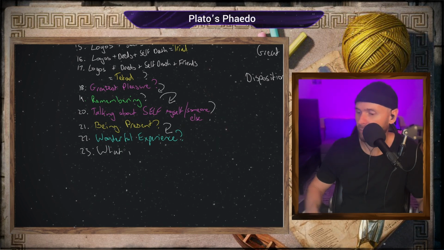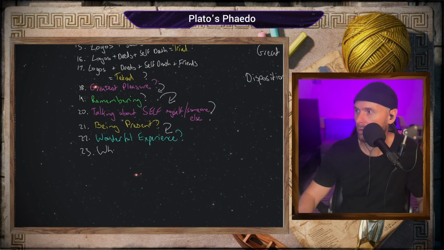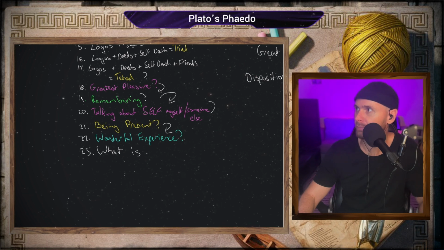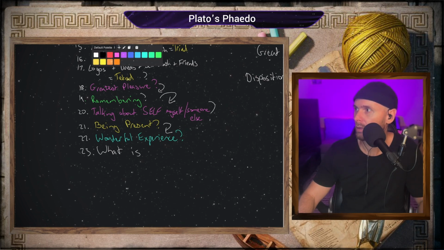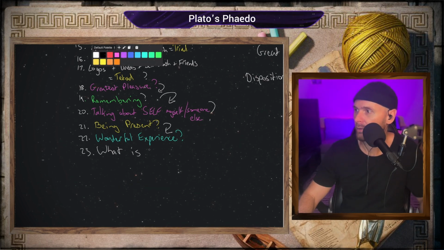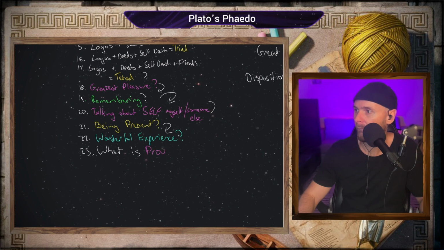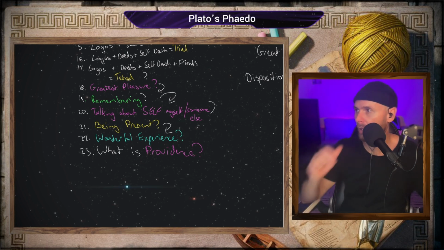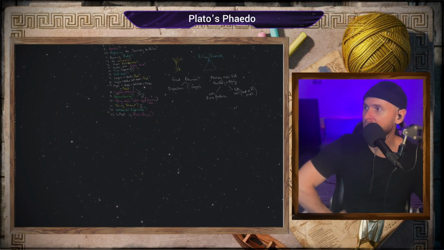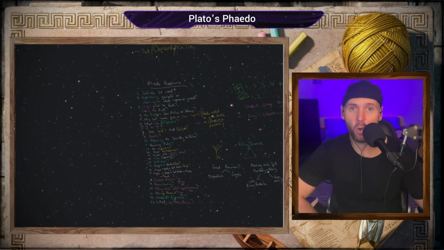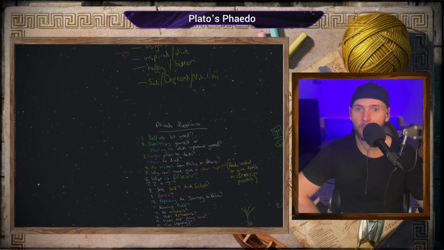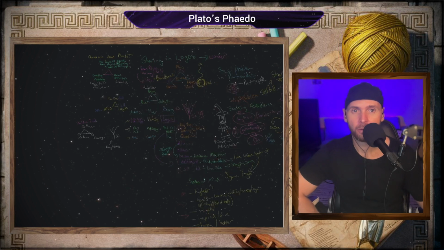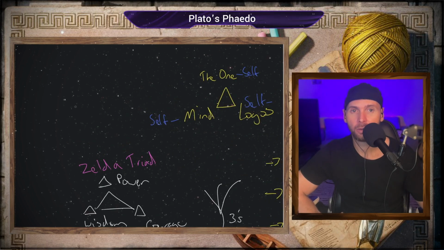What is providence? That's a promise. So if that's where Socrates was when he was beginning his journey, and now we're all the way at the end of the story, we jump to the end of the book. How did it go? How did he go?